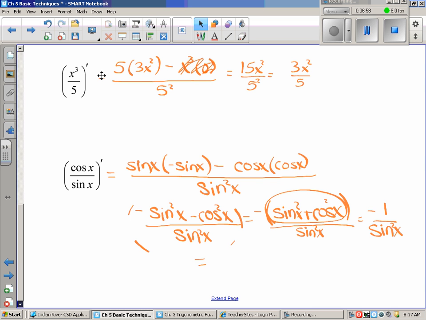Anyway, ticket today: low-d-high minus high-d-low all over low squared, the quotient rule.